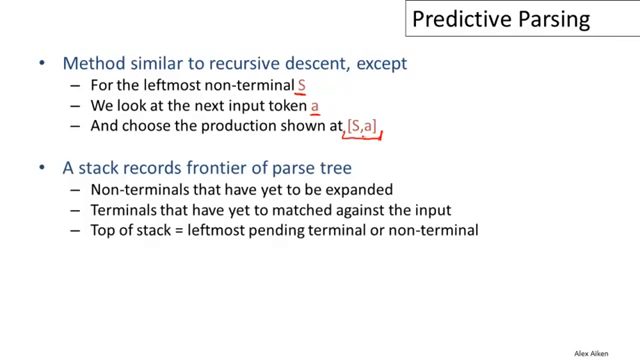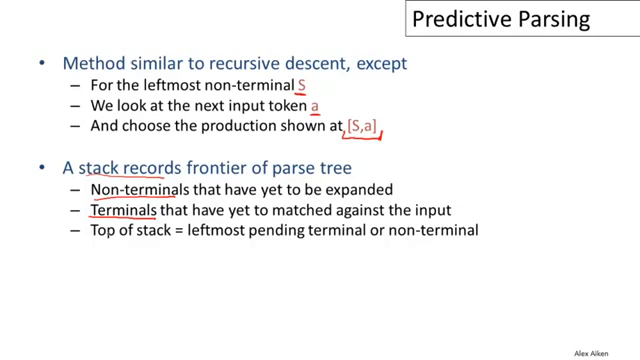And instead of using recursive functions to trace out the parse tree, we're going to have a stack of records that can record the frontier. At any point in the parse tree, we will have some non-terminals that have yet to be expanded. Those are always at the frontier, at the current leaves of the parse tree. And also there are some terminals that we have yet to match against. Those will all be recorded on a stack.